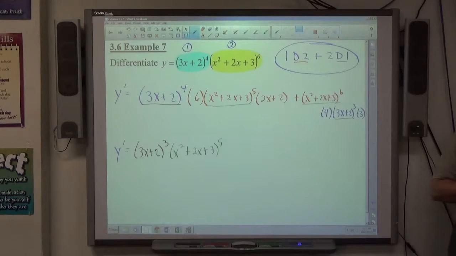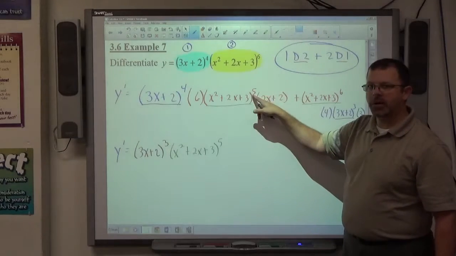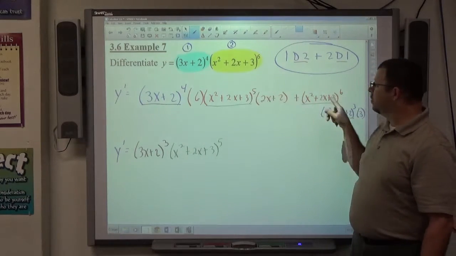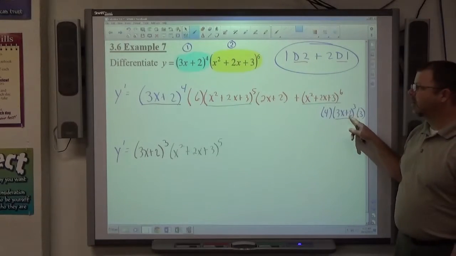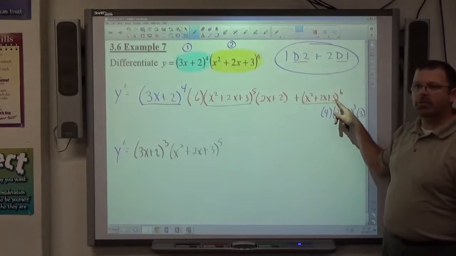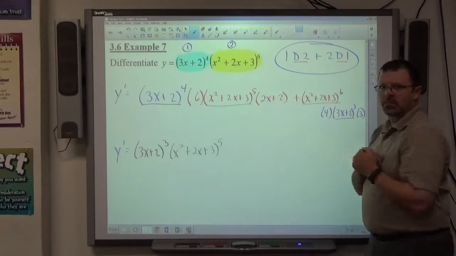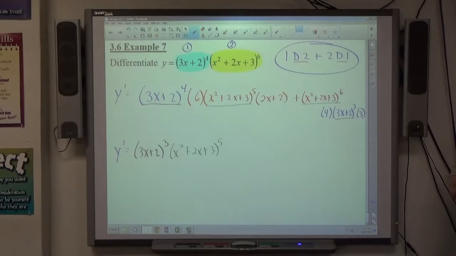That always happens. The reason it always happens: when I do D2, the power drops by 1. When I do D1, the power drops by 1. When I do 1, the power is whatever it was. When I do 2, the power is whatever it was. So the drop by 1 is always the smaller power. That's what's going to be the common factor every time. And it's not a coincidence, that's just what happens.